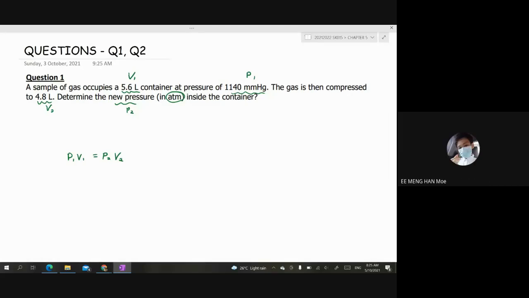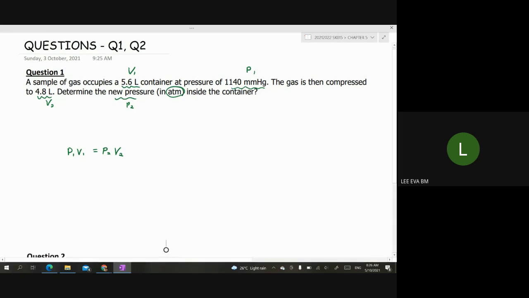ATM. Okay, actually if the question doesn't request ATM, you can continue your answer in millimeter mercury, no problem. But in this case, the question has already requested ATM, so we might as well change it before we do the calculation. Because this is not PV=nRT, either pressure unit is fine, it depends on the question. So let's try to find our P1.